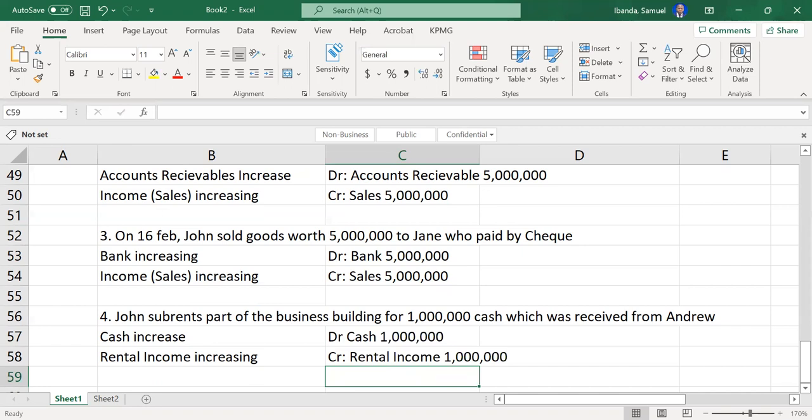Like I said, it's not only rental income or sales income, it can also be commission received. It can also be discounts received and so on. So whenever a business earns income, we usually credit it. So that is what happens.